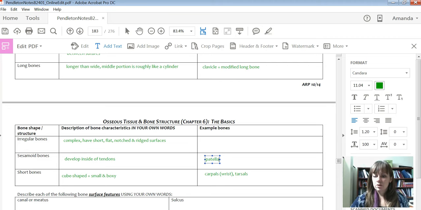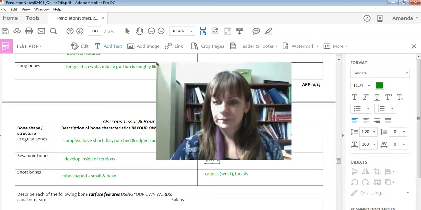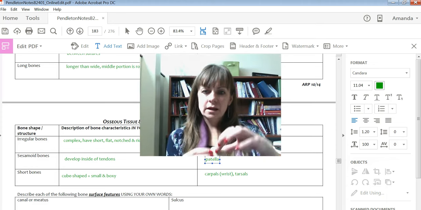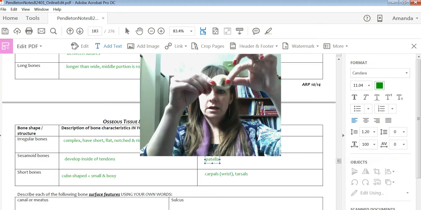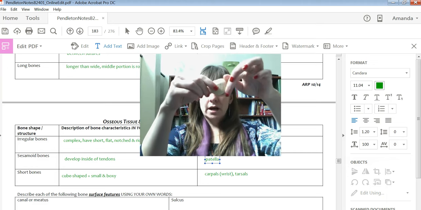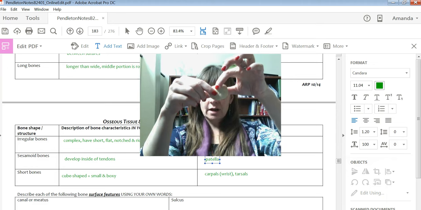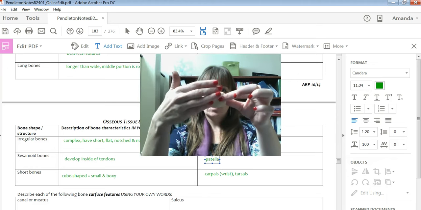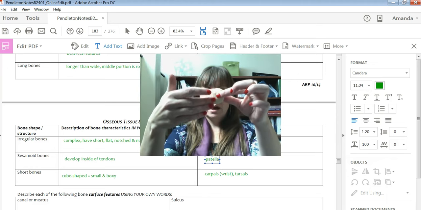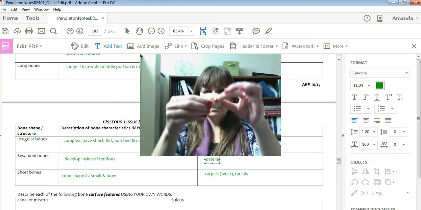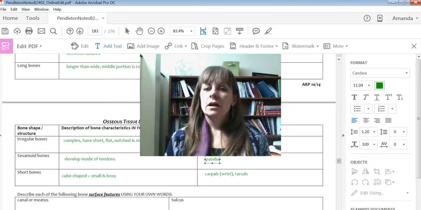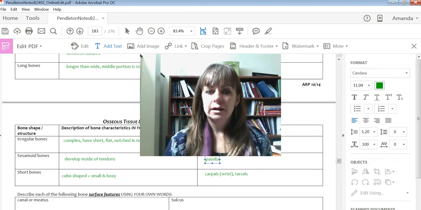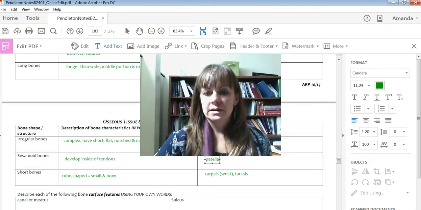Let me show you your patella. The patella, this is it, and it is your kneecap. It sits on the front of your knee joint. If you're touching your kneecap, you're touching this, and behind all this is going to be the rest of your knee. So that is the patella, and that is an example of a sesamoid.